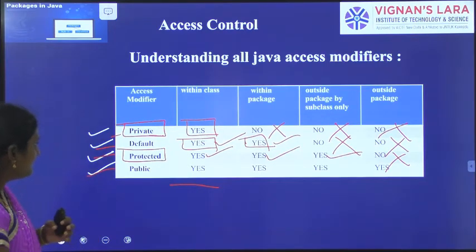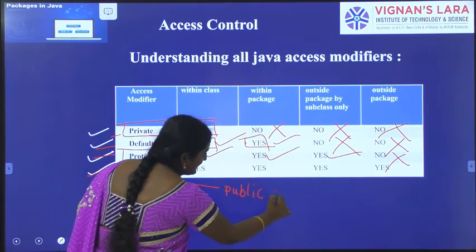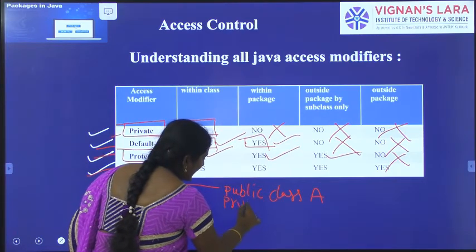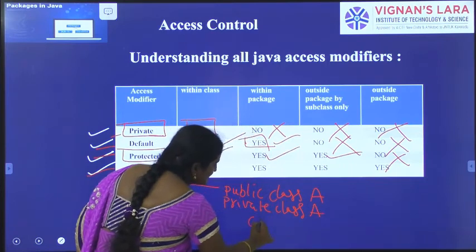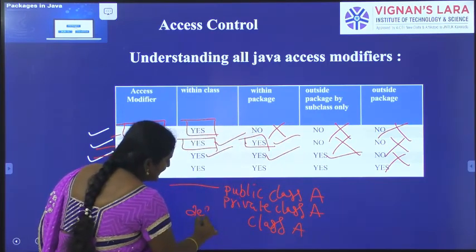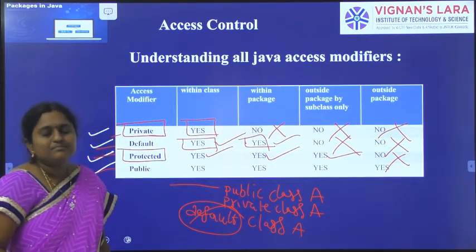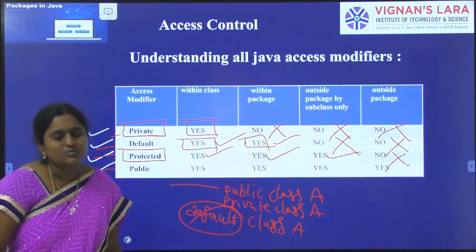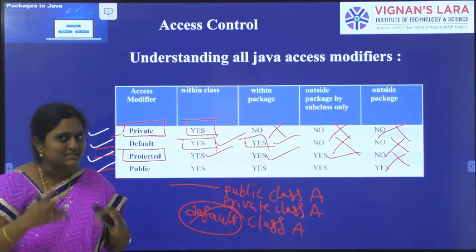So any modifier can be applicable. Suppose one class can be defined as public class A, or next, private class A. Suppose you don't specify any access specifier, by default it will be considered as the default access modifier. The protected access modifier cannot be applied on a class. It can be applied to variables, methods and constructors.